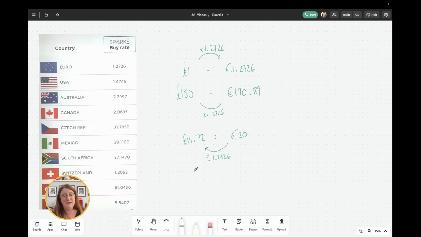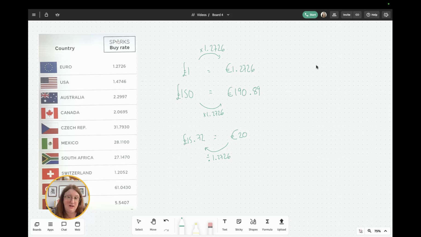Now, if I put that into a calculator, that would tell me that it's about £15.72, using this exchange rate when I took this picture. And that's your conversion rates. You multiply to turn from pounds to euros. We're dividing if we're turning back from euros to pounds, because the pounds is the currency I'm starting with.